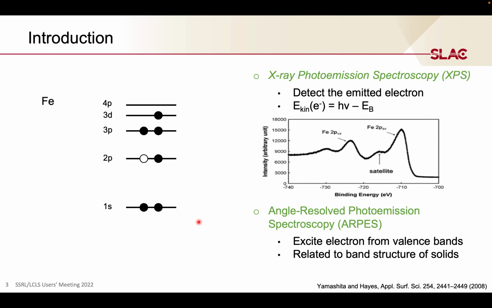And the kinetic energy gives us information about the binding energy, simply by subtracting: the incoming photon energy minus the binding energy is the kinetic energy. Or the other way around, the binding energy is h nu minus E kinetic. And so by running through the kinetic energy, we can get a spectrum that looks, for example, like this one here for iron. Here we have the iron 2p 3/2, iron 2p 1/2 region, 3/2 and 1/2 because we have a hole in the 2p.